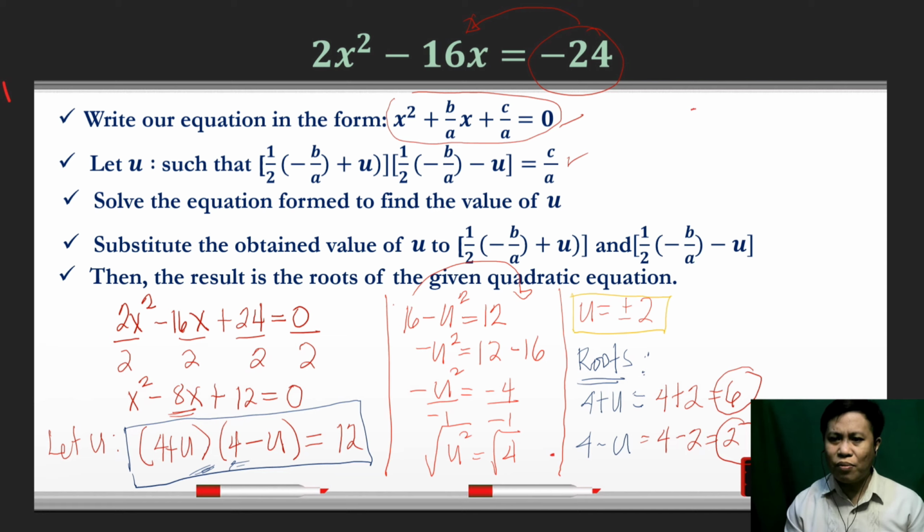So even if you use the negative 2, if you substitute, 4 plus negative 2 is positive 2, then 4 minus negative 2 is positive 6. So you still come up with the same numbers, 2 and 6. So therefore, the solution set of this given quadratic equation is positive 2 and positive 6. Okay, so that is how we solve the equation.